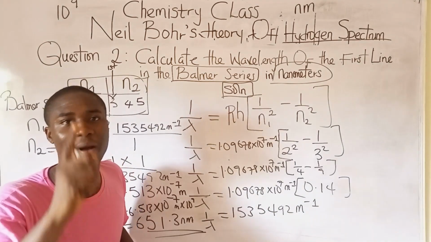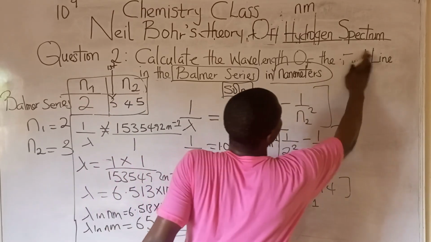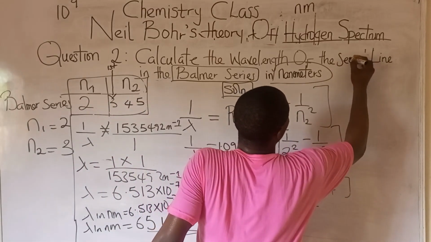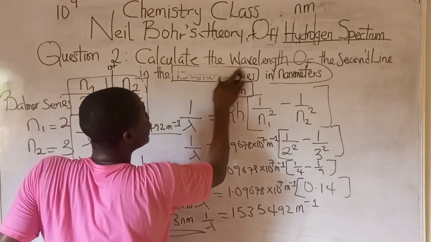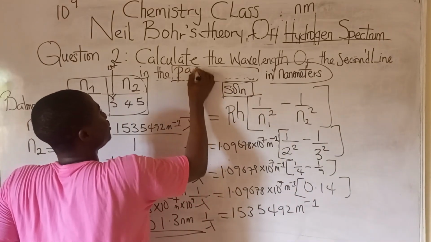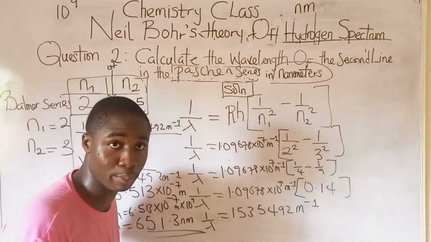For your own practice question, you simply calculate the wavelength for the second line in the Paschen series. This is for you, and you basically put the answer in the comment section below.